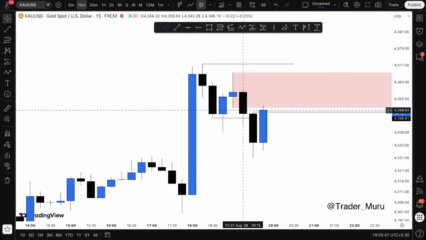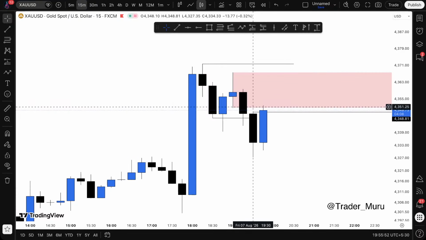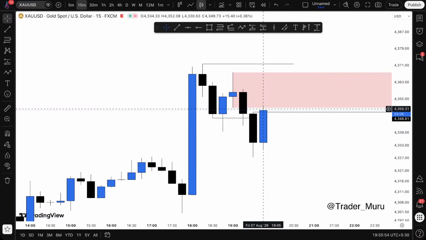People are panicking that they will not get a short entry from here. Now they are getting the same zone. Short it if you want.